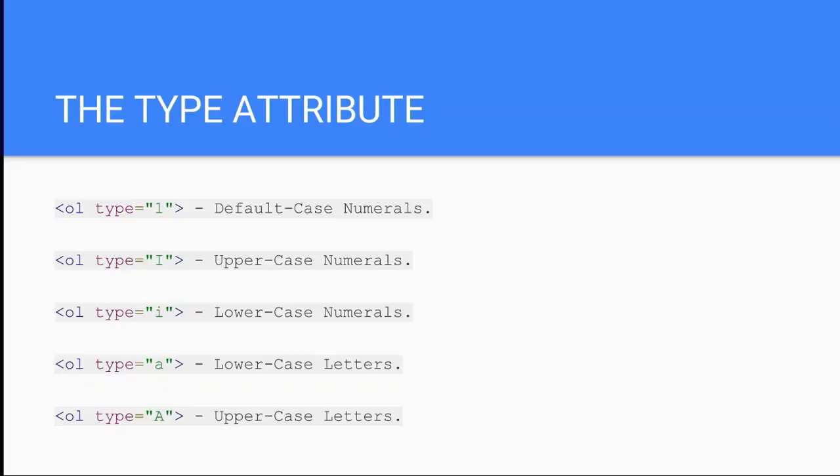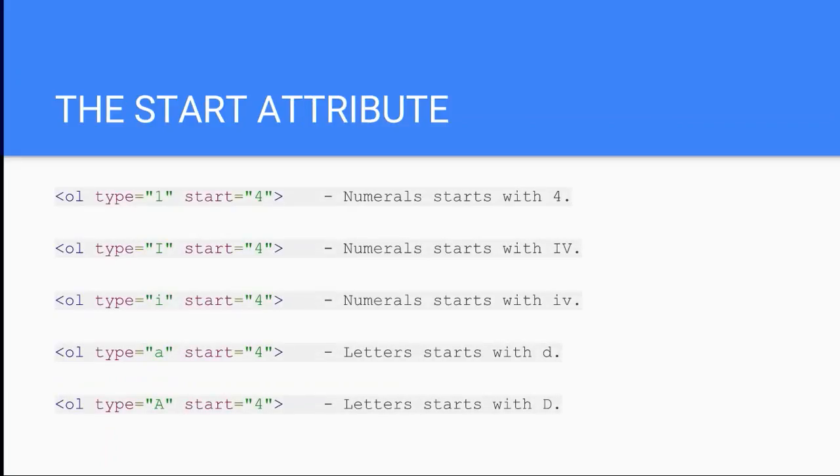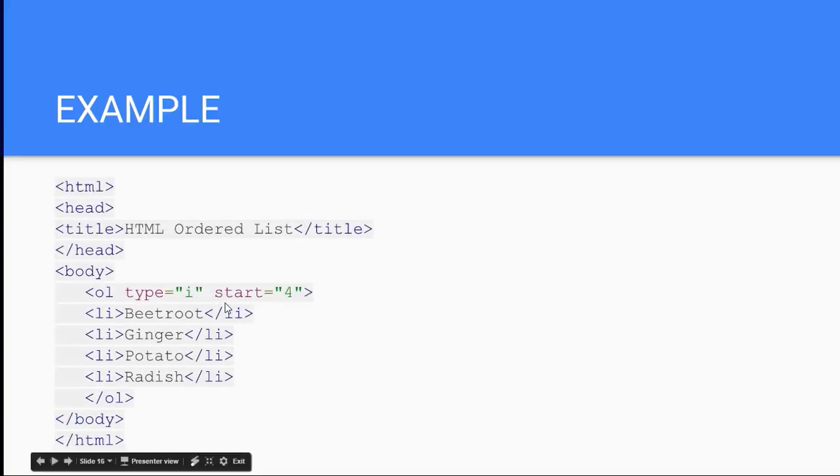And the next attribute in order list is the start attribute. What is the start attribute? Here in this order list, we are going to specify the starting point of numbering as per our need. These are the possibilities. Let us try a couple of programs so that you can understand it better. For example, in this order list, we are mentioning the type as small Roman numbers and start from 4. So it will start counting from 4.